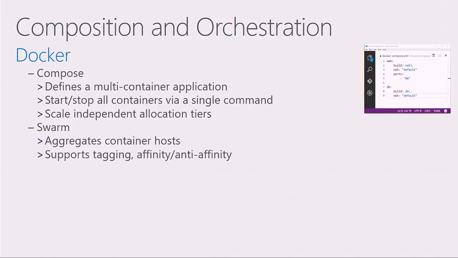Now when I start my application, I start all the containers necessary to run that application as one operation. Similarly, if I want to stop it, I can tear them down as one application. In fact, I can build them as one application as well. I can do a Docker Compose build, and it will build both those containers at the same time. I can also scale independent tiers of it. If I have a web tier, as I do here, I can say, you know what, I need more of those web servers.